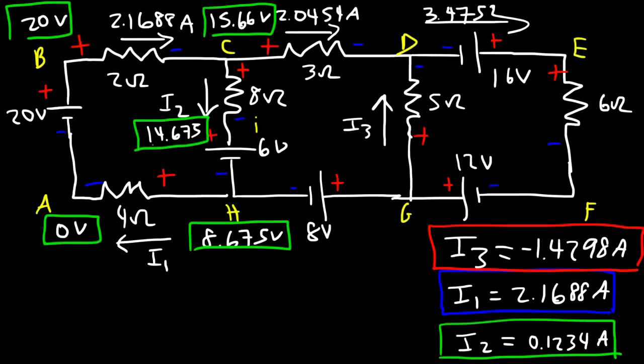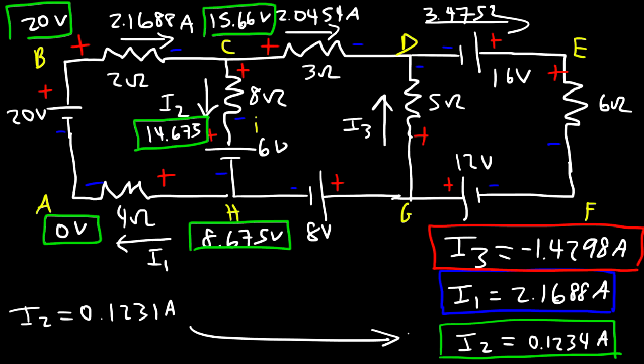So now we can confirm the value of I2. First, let's calculate the potential difference, or the voltage, across the 8 ohm resistor. So it's the difference between the electric potentials at C and I. So it's going to be 15.66 minus 14.675. So that's a voltage of 0.985, and then divided by the 8 ohm resistor. This will give you a current of 0.1231 amps, which is very close to this current. So that means that the information that we have in this loop is correct.